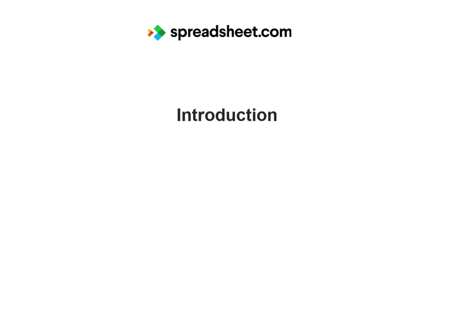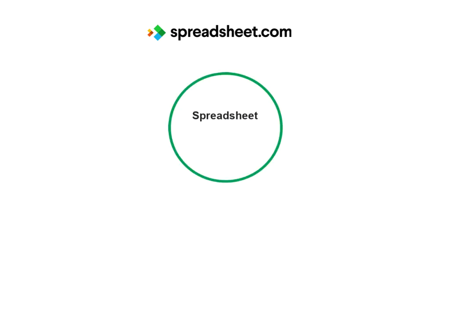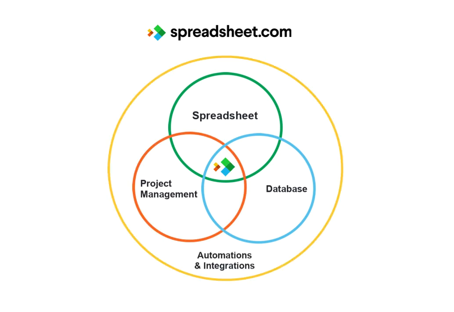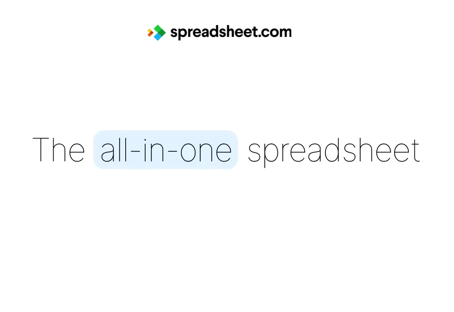The best way to think about Spreadsheet.com is that it's the spreadsheet you already know, with the power of a database and the productivity of a project management system all rolled into one, combined with easy-to-use automations, integrations, and real-time updates. That's why we call it the all-in-one spreadsheet.